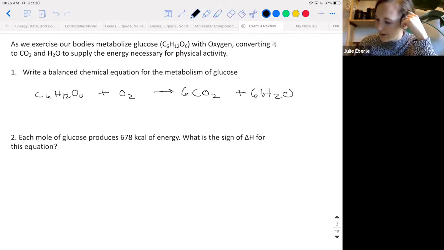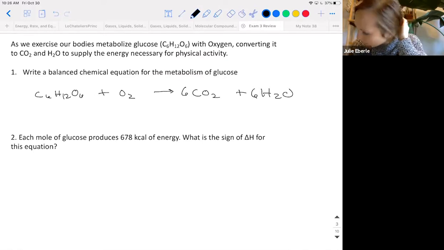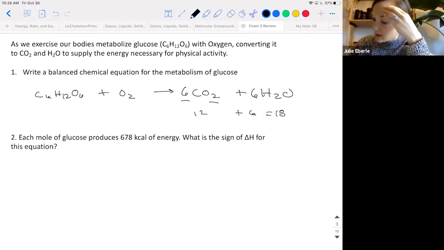6. Oxygens now, how many total is that? On the product side, it looks like 6 times 2 is 12 from CO2, plus 6 more is 18. And so we need 18 oxygens on the reactant side.